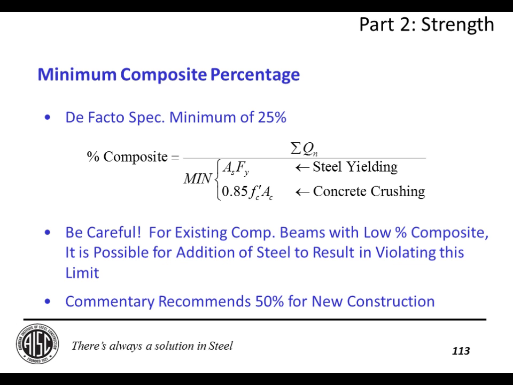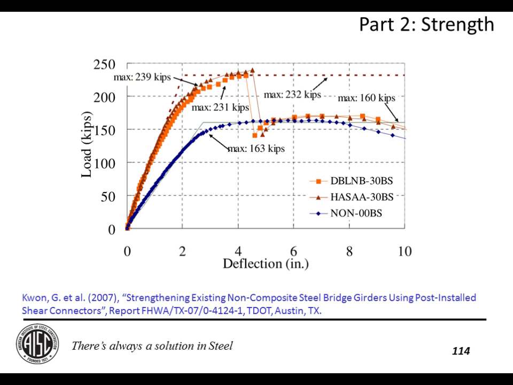Now, the commentary currently recommends 50% as a minimum composite action for new construction. The 2016 specification that's going to be released soon has a requirement within the specification that stud ductility be considered. And then there are some recommendations within the commentary for how to handle this consideration. And one of the methods is to simply provide at least 50% composite action. So that would be the number that I personally would hold to.